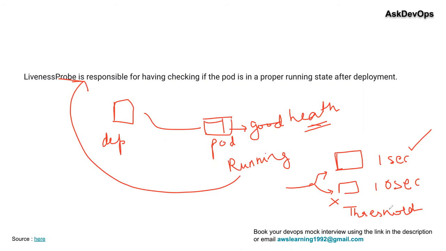This threshold is important because not all applications will just come up in 1 second, right? It depends on your team and so on. So how do you answer this in the interview then?